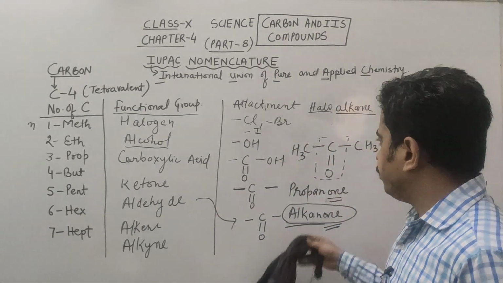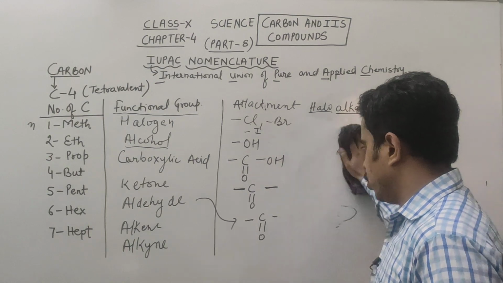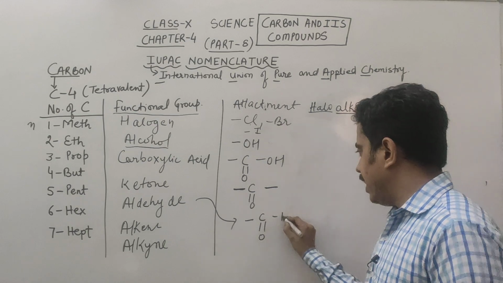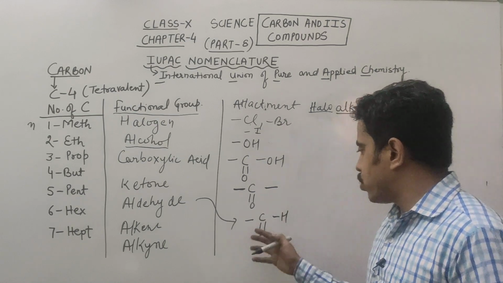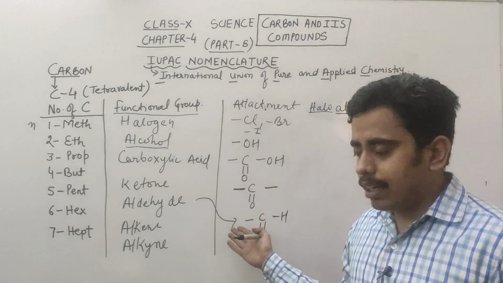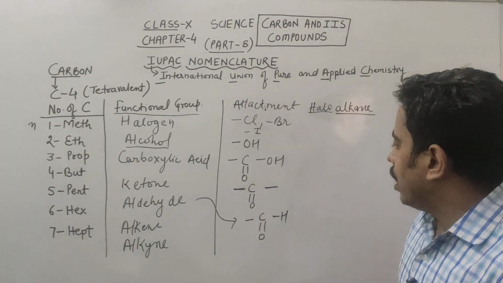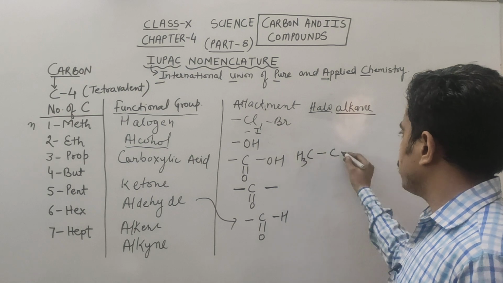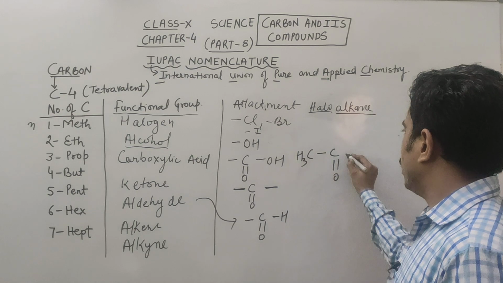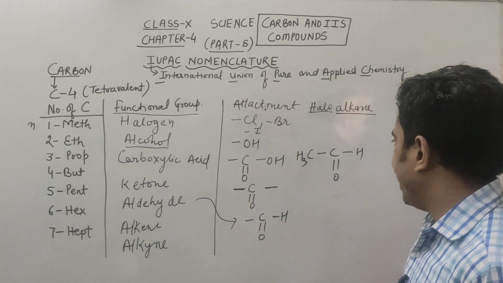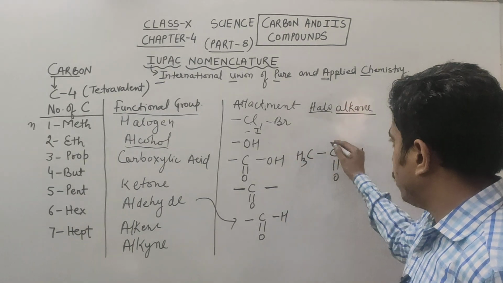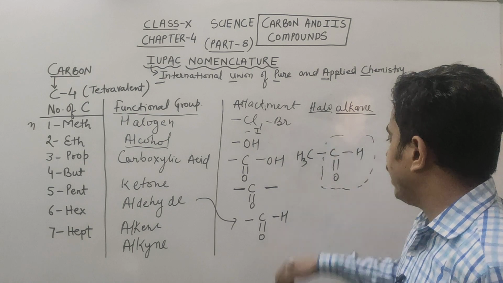Similarly for aldehyde, let's see one example of aldehyde also. Aldehyde is the functional group. All of you see, this is the aldehyde functional group in which only one valency is there. So it will be attached like this. All of you see, 3 carbon atoms, and this is the aldehyde. What will be the name? There are 2 carbon atoms and one aldehyde group. This is the aldehyde group.